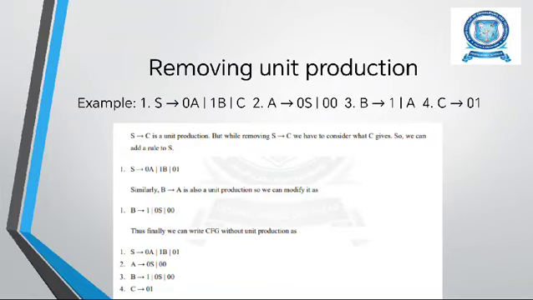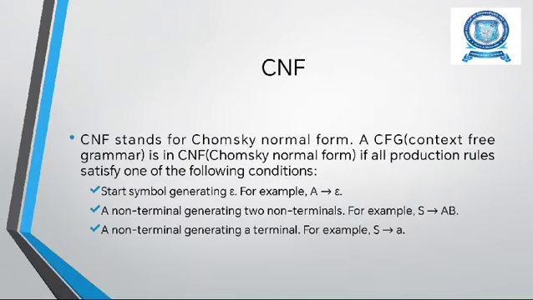Similarly, B tends to A is also a unit production. We can modify it as B tends to 1, 0S, 00. Thus, finally, we can create the CFG without unit production as S tends to 0A, 1B, 01. A tends to 0S, 00. B tends to 1, 0S, 00. C tends to 01.